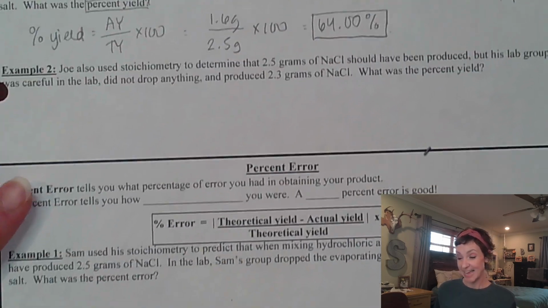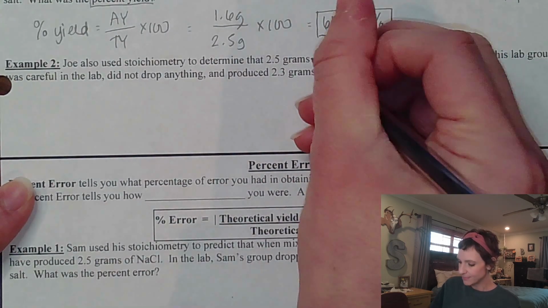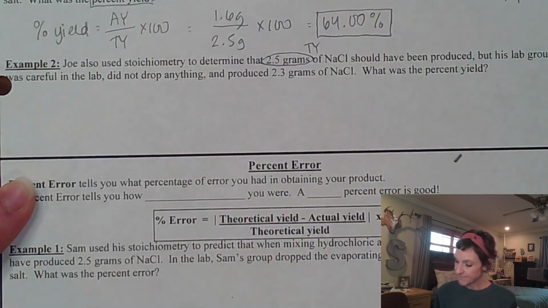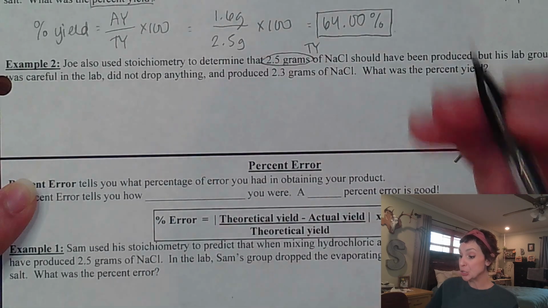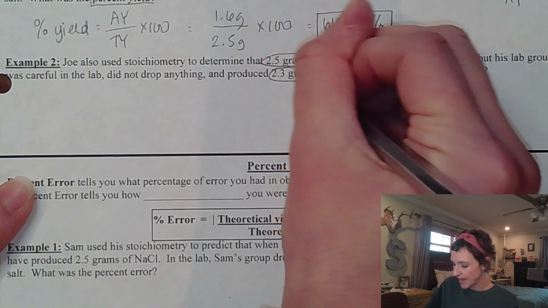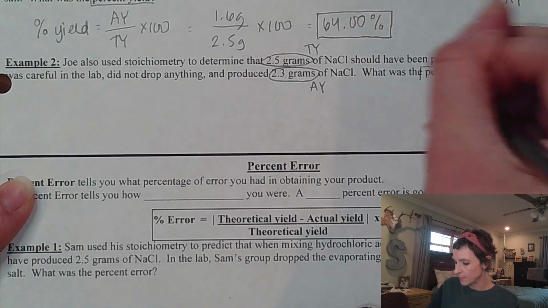Okay, second example. It says Joe also used stoichiometry to determine that 2.5 grams of sodium chloride should have been produced. So there's my theoretical yield for this next problem. But his lab group was careful in the lab, and they did not drop anything. They produced 2.3 grams of sodium chloride. So here is what they actually produced, their actual yield, and we are solving for my percent yield.